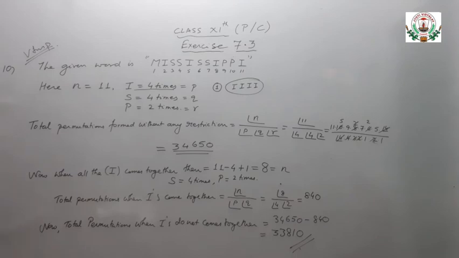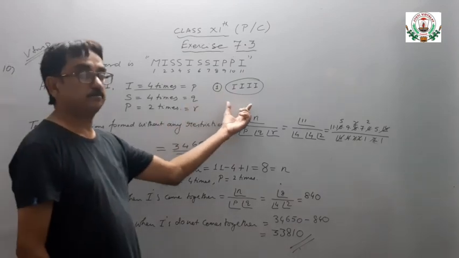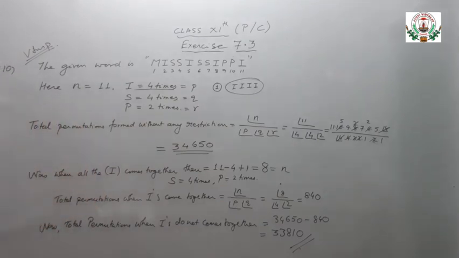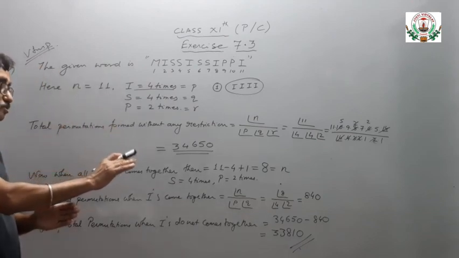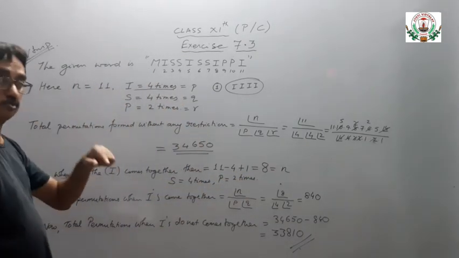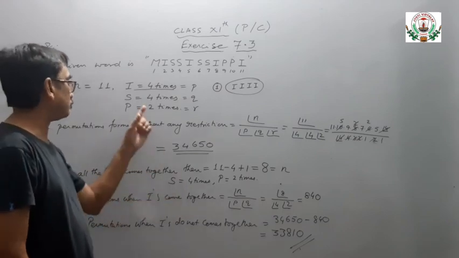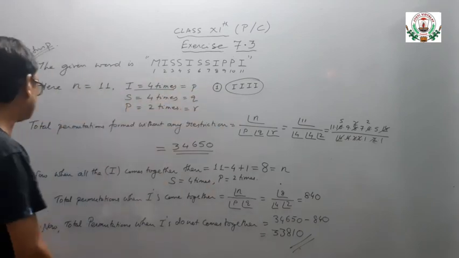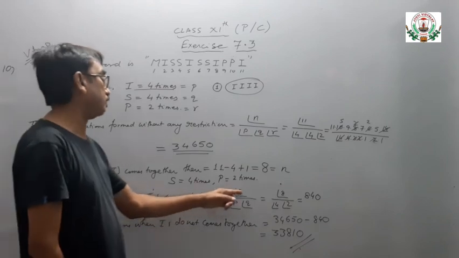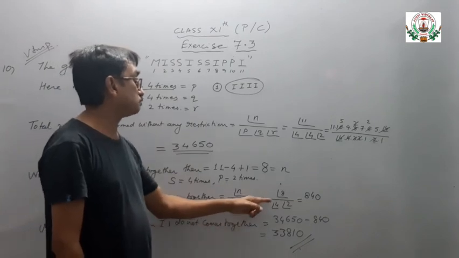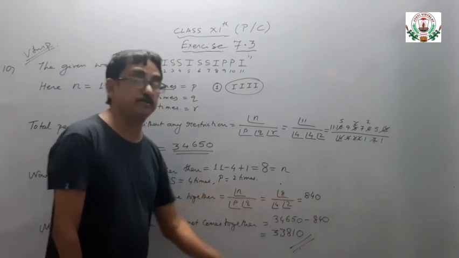Now when all the I's are taken together, it means that from the 11 letters I have taken 4 I's out, 11 minus 4 is 7, and I made all those I's one and inserted it back. So it becomes 7 plus 1, and the total letters become 8. In those 8 letters, S comes 4 times and P comes 2 times, and the I's we have taken together as 1. So the total permutations when the I's come together: factorial n, only 2 letters are now repeated, S and P, so factorial P, factorial Q. Factorial 8 upon factorial 4, factorial 2 equals 840.